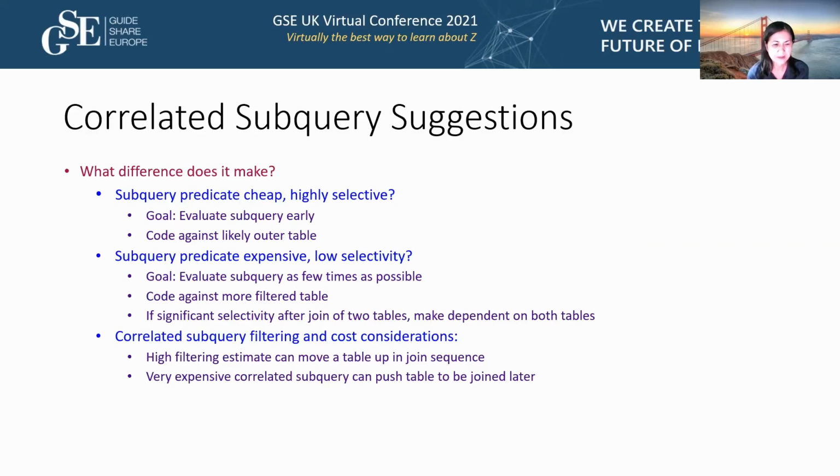There are some filtering and cost considerations for correlated subqueries. A high filtering estimate can move a table up in a join sequence. A very expensive correlated subquery can push the table to be joined later.